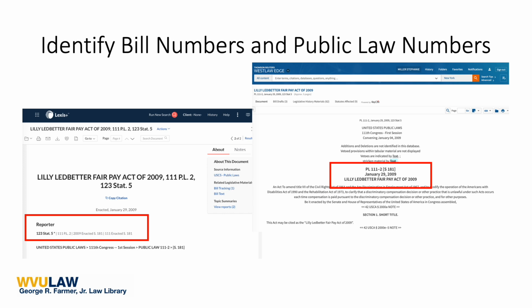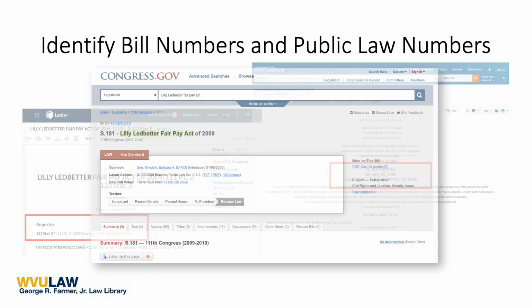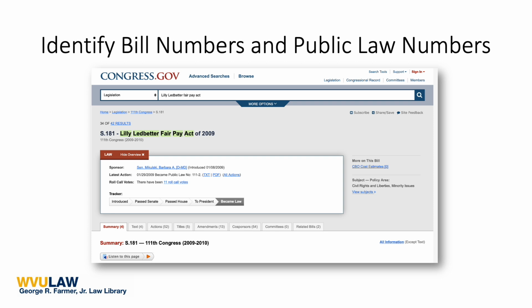However, it's not necessary to have a subscription to a research platform like Lexis or Westlaw to find legislative information. Another option that is user-friendly and freely available as a service from the Library of Congress is congress.gov. This image shows the results of a search for the name of the legislation on congress.gov, where I find the public law number, the bill number, and the other descriptive information about the law that I need.